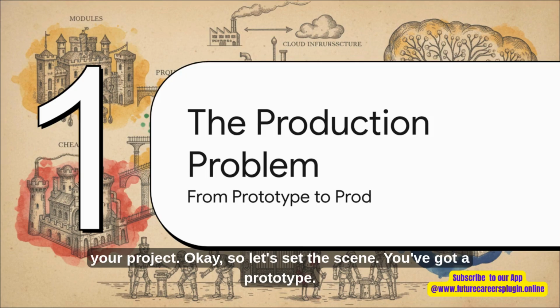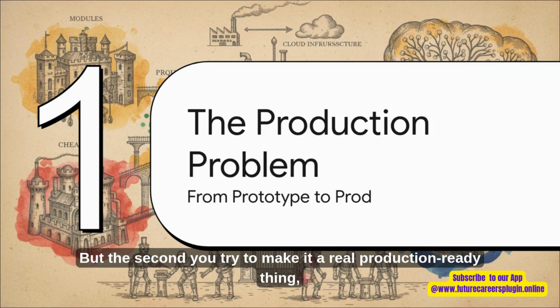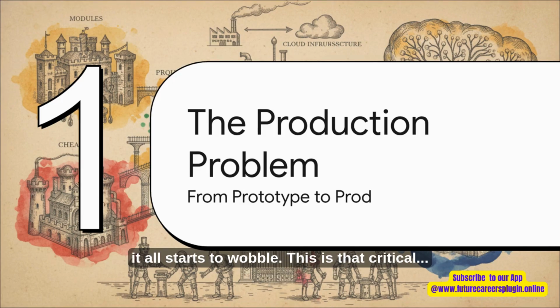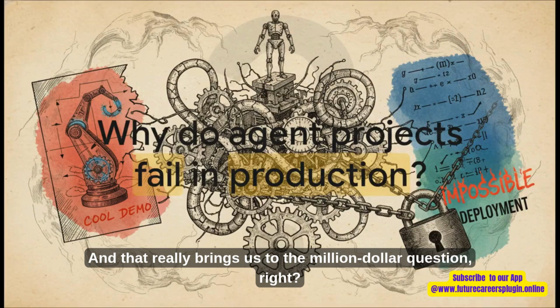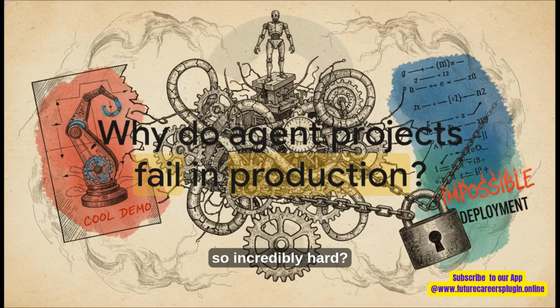Okay, so let's set the scene. You've got a prototype. It's slick, it's cool, everyone's buzzing. But the second you try to make it a real production-ready thing, it all starts to wobble. This is that critical moment where so many agent projects just die. And that really brings us to the million-dollar question, right? Why is that jump from a cool demo to a real product so incredibly hard?